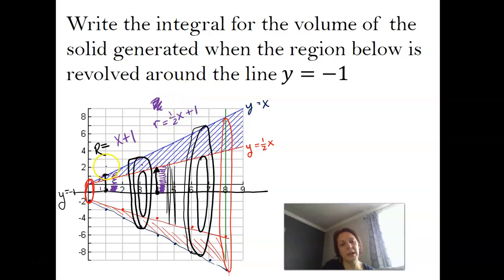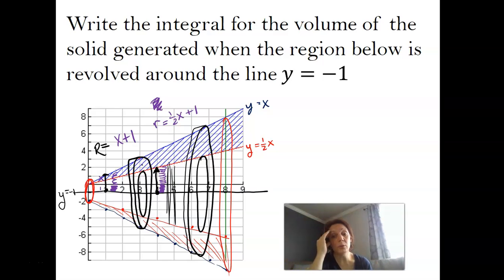Notice again, if we were going around the x-axis, the only thing that would change is that these plus 1s wouldn't be there. But like I said in the beginning of yesterday's video, I don't ever want you to assume that your radius is simply determined by the function. If you're going around something other than the axis, you're going to have to adjust those. So always remember that the radius is the distance between your axis of rotation and your curve.